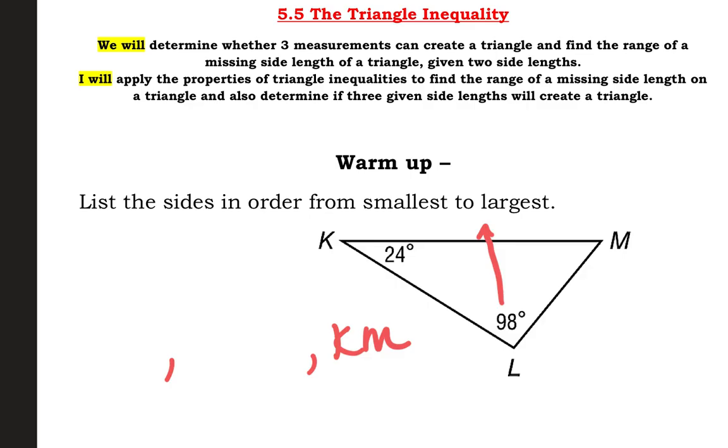What would be the missing angle? 98 plus 24? 58. So if this would be 58, what would be the smallest side? M to L. Remember, go directly across. Your smallest side would be M to L. So the side that we would consider the middling side would be K to L.